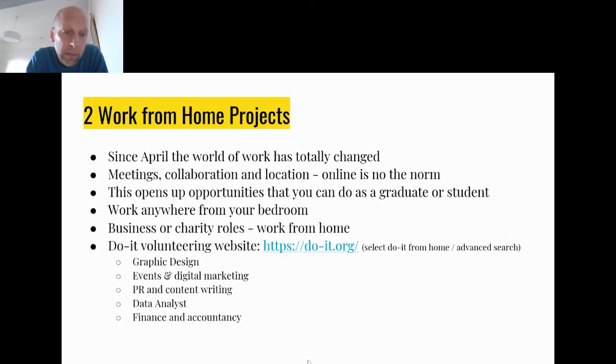But I went onto the Do It website last week. And basically the search I did was I searched for Do It From Home, which is what they're looking for with remote working. And I went into the advanced search function, and you can put in the kind of work you're looking for. And there were work from home opportunities suitable for students in the areas I put on the screen there. So graphic design, events and digital marketing, PR, content writing, data analytical roles, finance and accountancy.